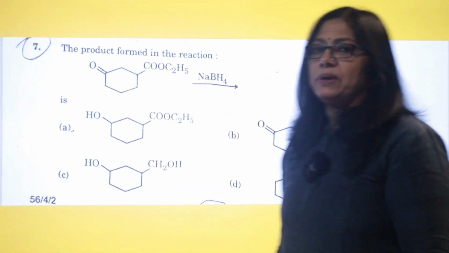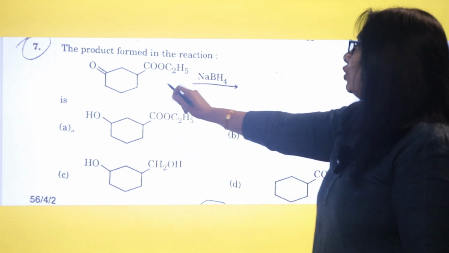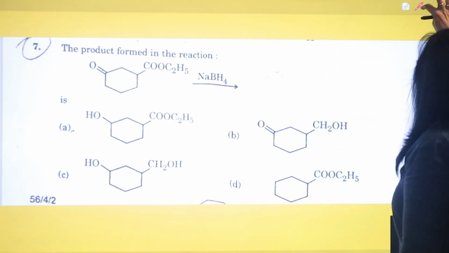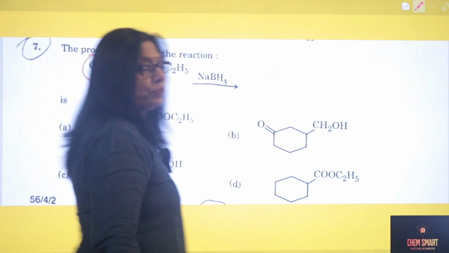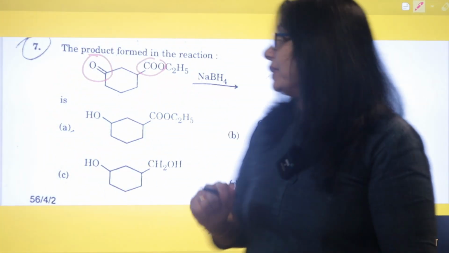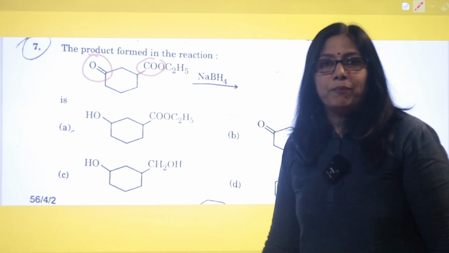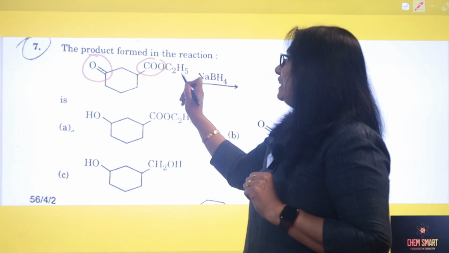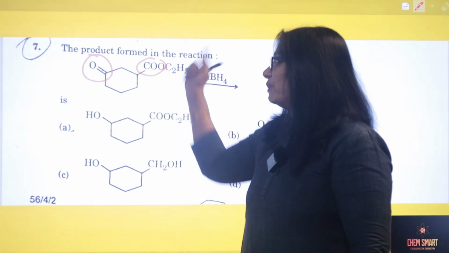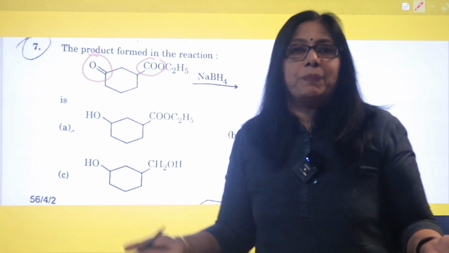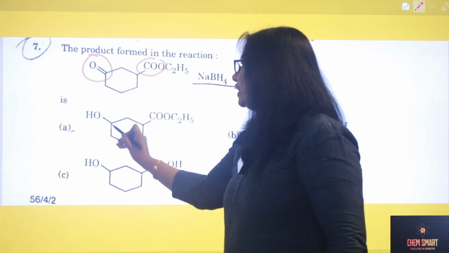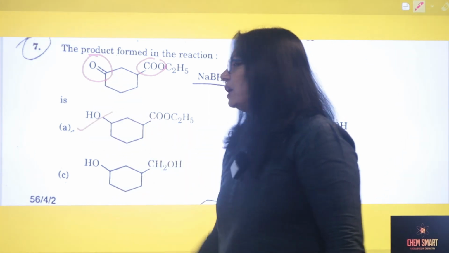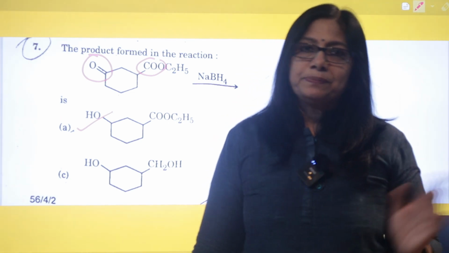Now, the next question. The product formed in the reaction. You know, here there is an ester linkage, isn't it? And here it is a ketonic group, right? Now, what will happen? We are using a reducing agent, sodium borohydride. So it cannot reduce the ester part. So it will preferentially reduce the ketonic part. The ketonic part will get reduced to a secondary alcoholic group. So the ester will be retained, and C=O changes into CHOH. So this will be the answer for this question. Clear, everyone?